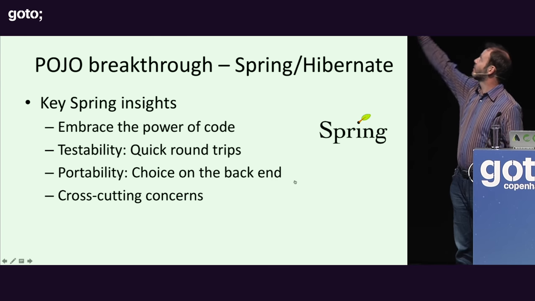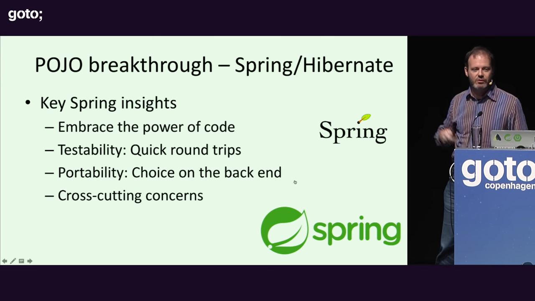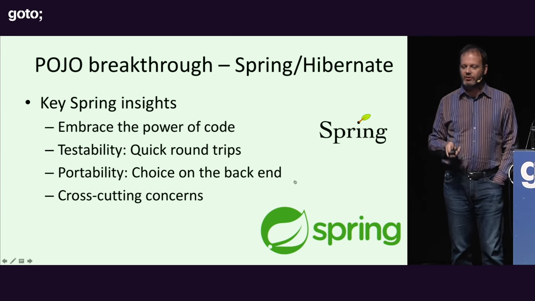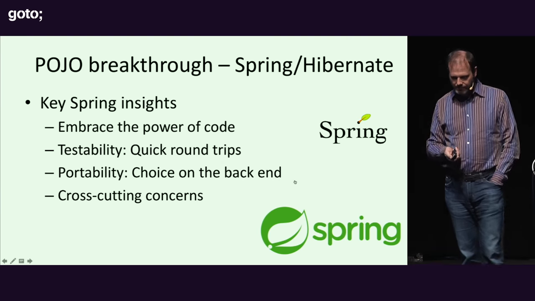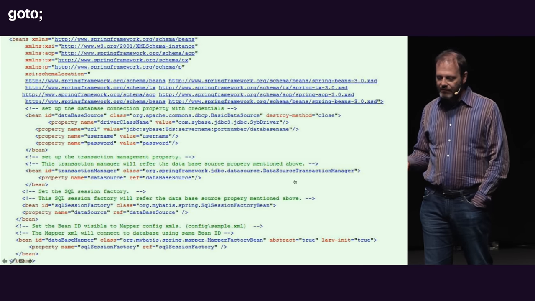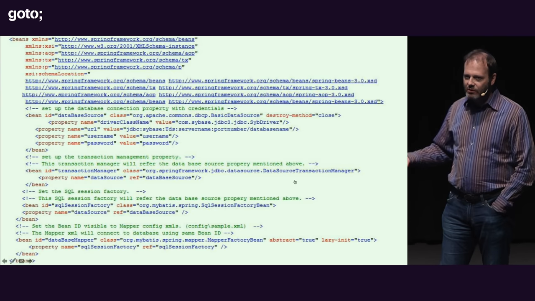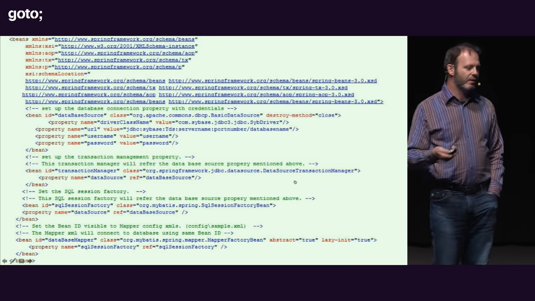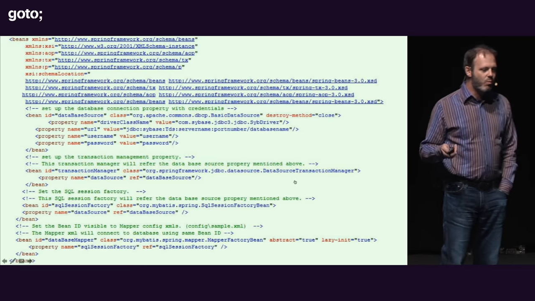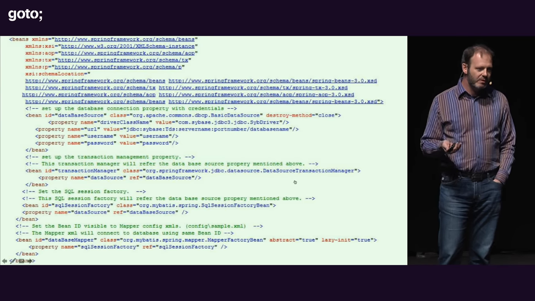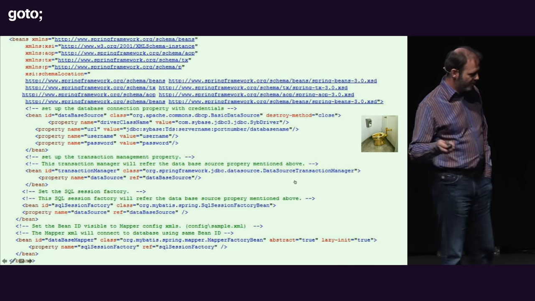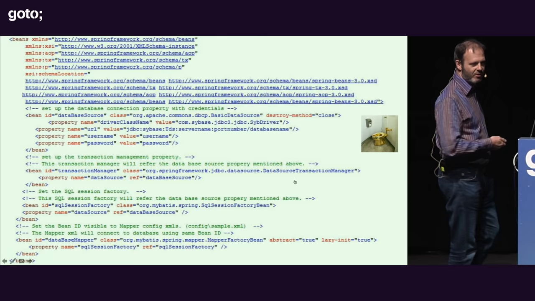So this was the original days of Spring. You probably recognize the newer logo now. But that was essentially the POJO realization was what saved Java from itself. It was way better than EJB and J2EE. However, it wasn't perfect because there was quite a lot of XML in the early days of Spring. So the XML files could get out of hand. It was way better than what was there before, but it certainly wasn't perfect. And, you know, I think in fairness, it deserves the order of the golden toilet second class.